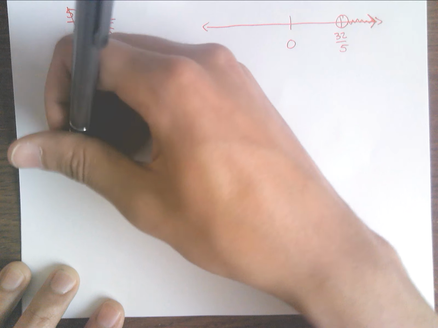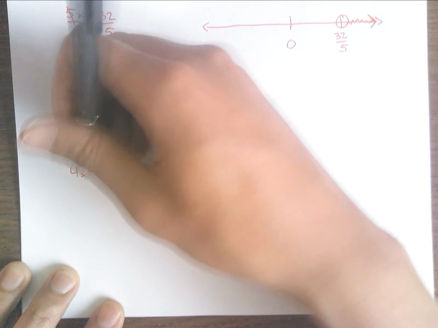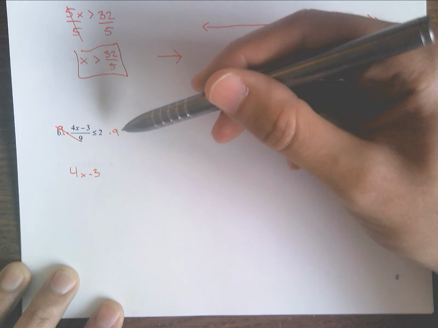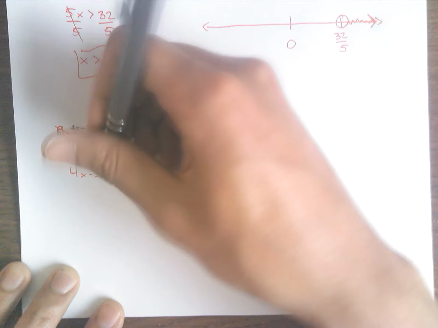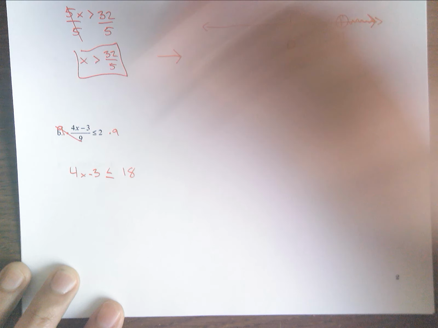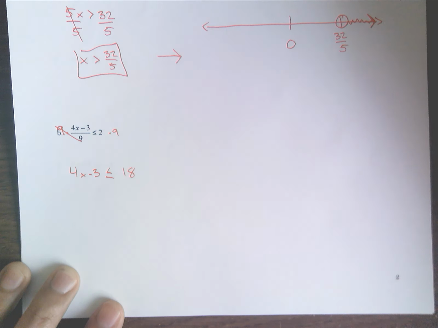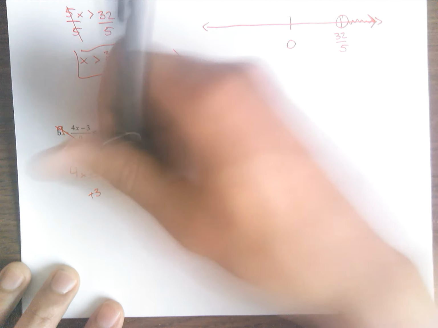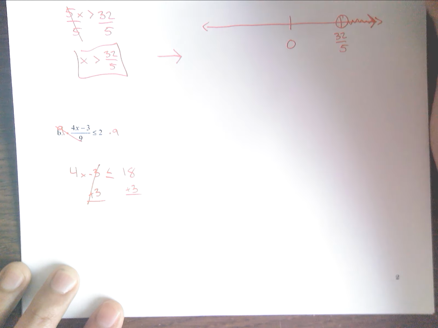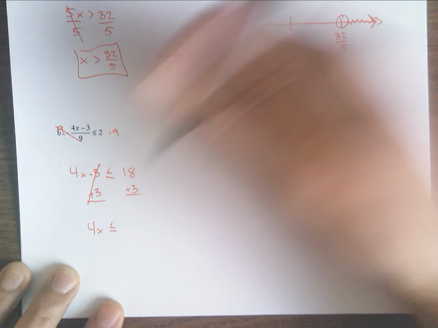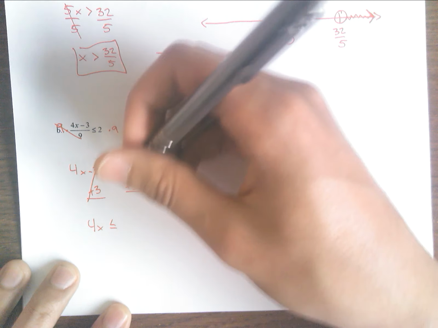So now all that's left is 4x minus 3. Now, did we multiply or divide by a negative? No, we didn't. So the inequality stays the same. And then 2 times 9 is 18. Now we can continue to solve as normal. So we add 3 to both sides. So then we have 4x is less than or equal to 18 plus 3, which is 21.